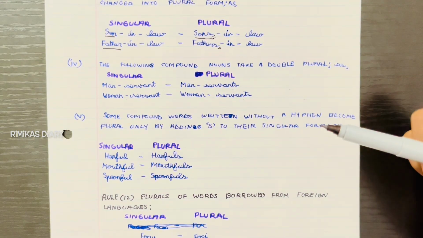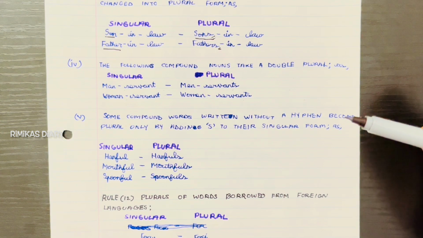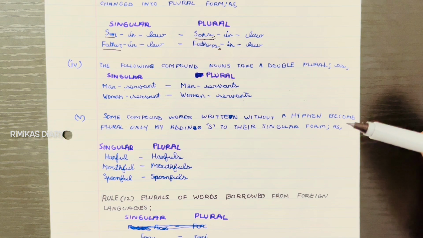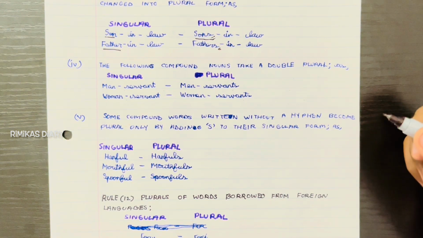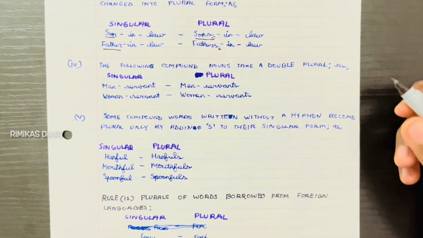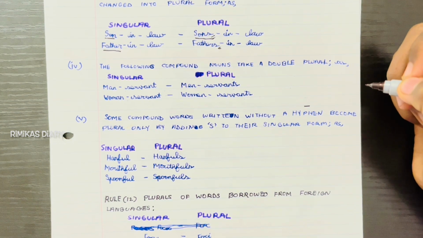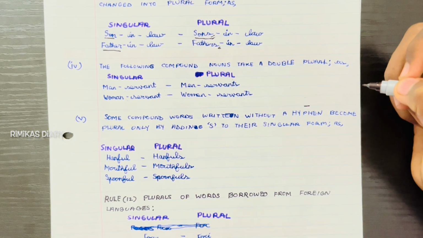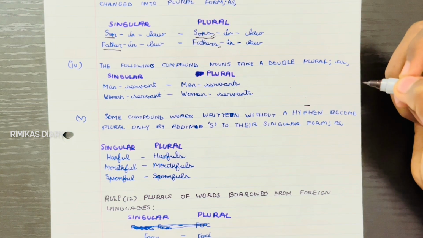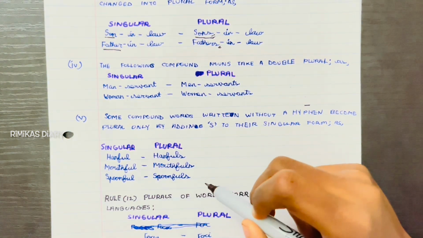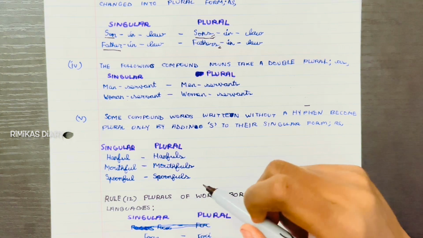Some compound words written without a hyphen become plural only by adding s to their singular form. So we're only going to add s at the end for the compound words that don't have a hyphen. Example, handful, handfuls, mouthful, mouthfuls, spoonful, spoonfuls.